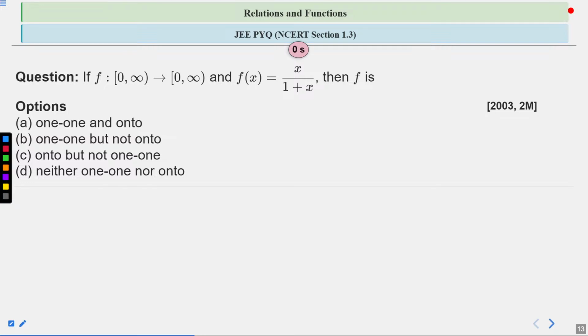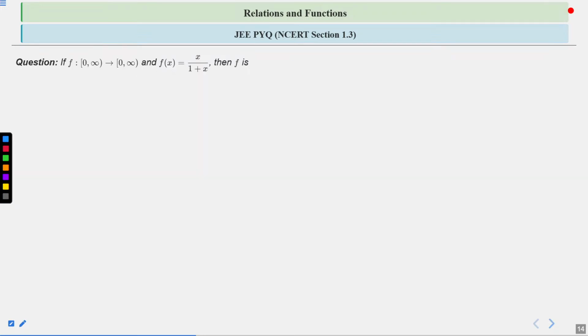Okay, let us move to the solution part. The question was, f is from 0 to infinity and f(x) is defined as x upon 1 plus x. So the correct option is option B, right? The function is one-one but not onto. Option B. Let us see.